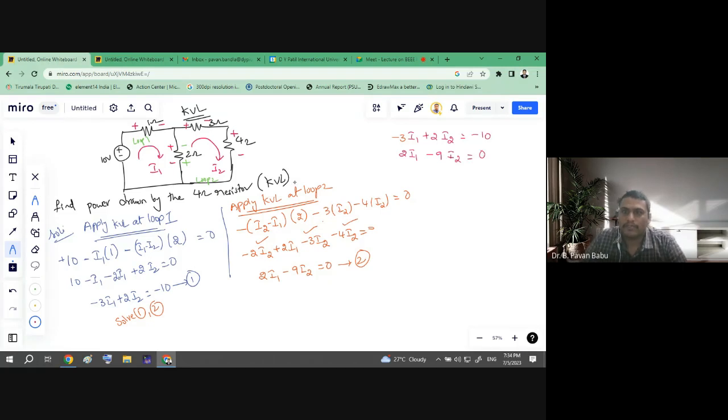So then how can we do this? I can go for multiplying with 2 and multiplying with 3. All right, so then how does it become? Minus 6 into I1 plus 4 into I2 is equal to minus 20, and it is 6 into I1 minus 9 is 27 into I2 is equal to 0. So how does it become?